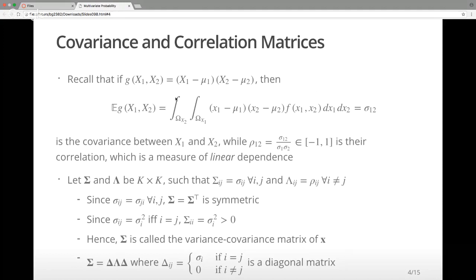And along the diagonal of sigma, we're going to have the diagonal of lambda, which is just 1, multiplied by the standard deviation of the ith variable multiplied by the standard deviation of the ith variable again, which yields the variance of the ith variable multiplied by 1, or just the variance. So just the same way we were talking about a minute ago: decompose, decompose, decompose.